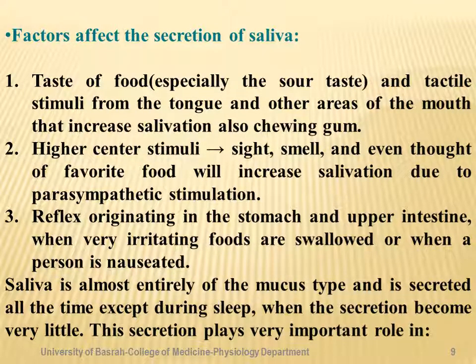What are the things that increase the secretion or decrease the secretion? The taste of the food, especially sour taste. Also tactile stimuli from the tongue and other areas of the mouth increase the salivation. We notice, for example, that chewing gum also increases the secretion. So the taste of the food increases the secretion.